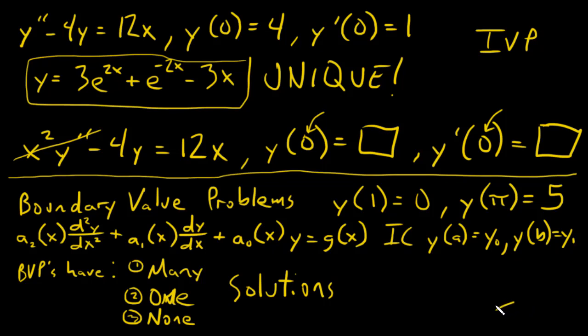Boundary values are kind of cool because of what you can do with them. Let me show you some examples. So if I have, let's say, x double prime plus 16x equals 0. Okay?